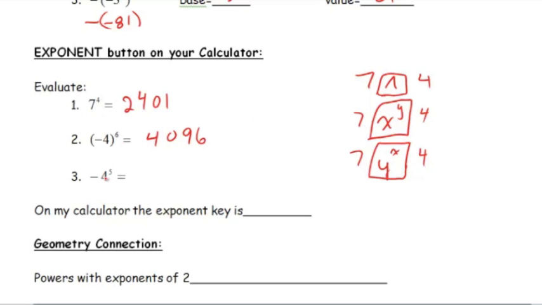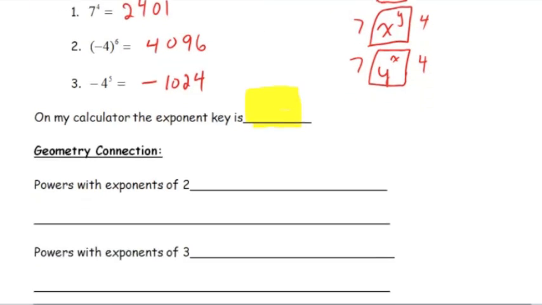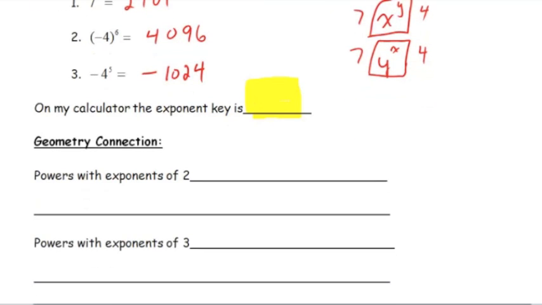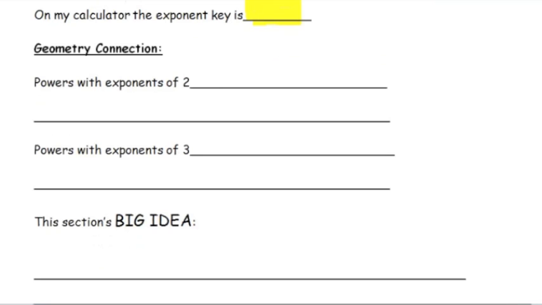The next one here, the exponent 5 is only acting on the 4, so 4 to the power of 5 is 1024. Then we had that negative out front, so it should be negative 1024. Okay, so on your calculator, please find that button and fill that in so you know what that button is to use it repeatedly.